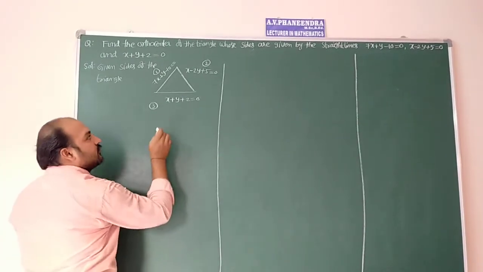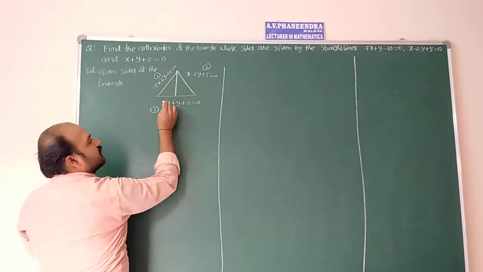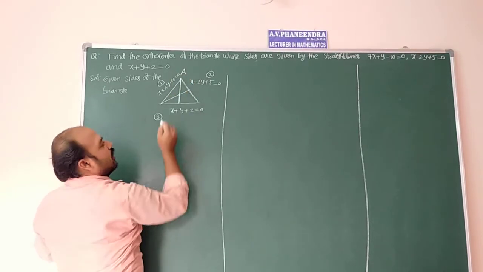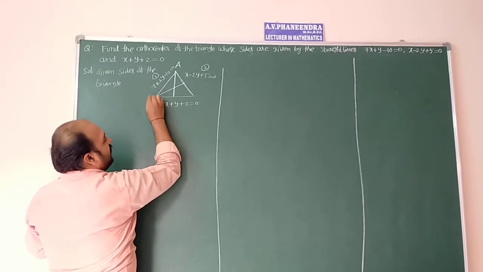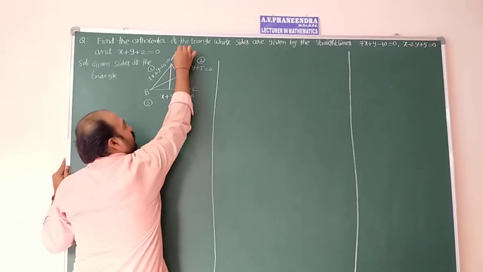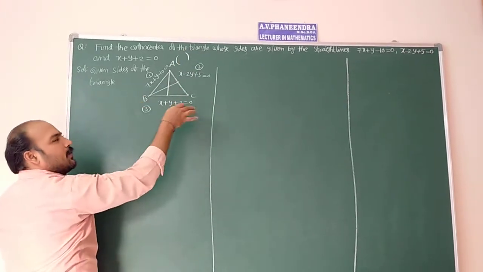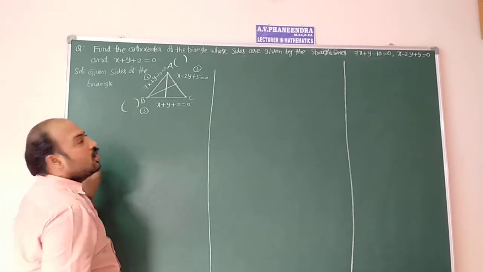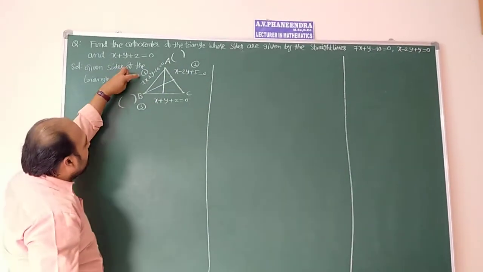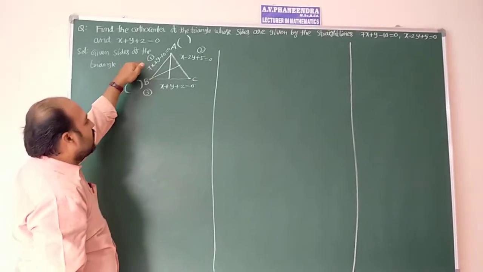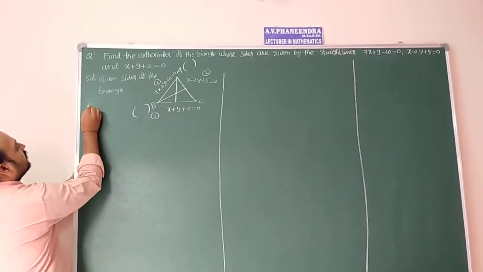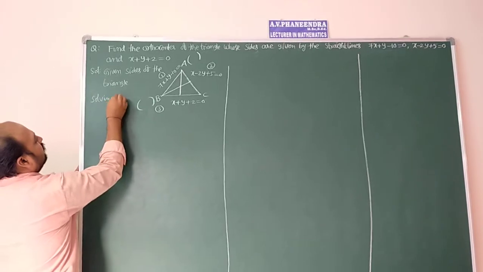We require two altitudes. This is one altitude, this is another altitude. Suppose the points are A, B, C. Out of the 3 points, any 2 points are required. To get point A, you need to solve these 2 equations. If you want to get point B, solve 1 and 3. So what I am doing first is solving 1 and 2.